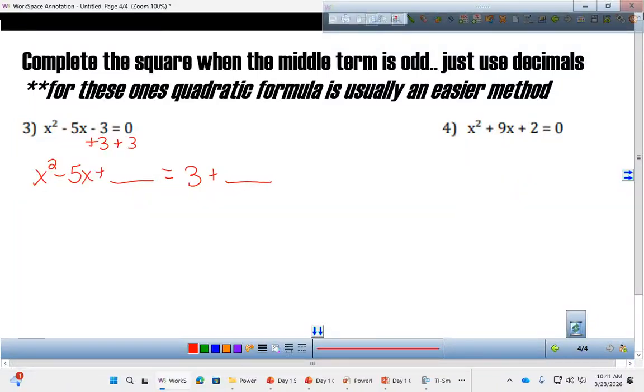Now that number that goes in the blank is me splitting up negative 5, but I need to split up negative 5 the same. What would I split negative 5 up into?